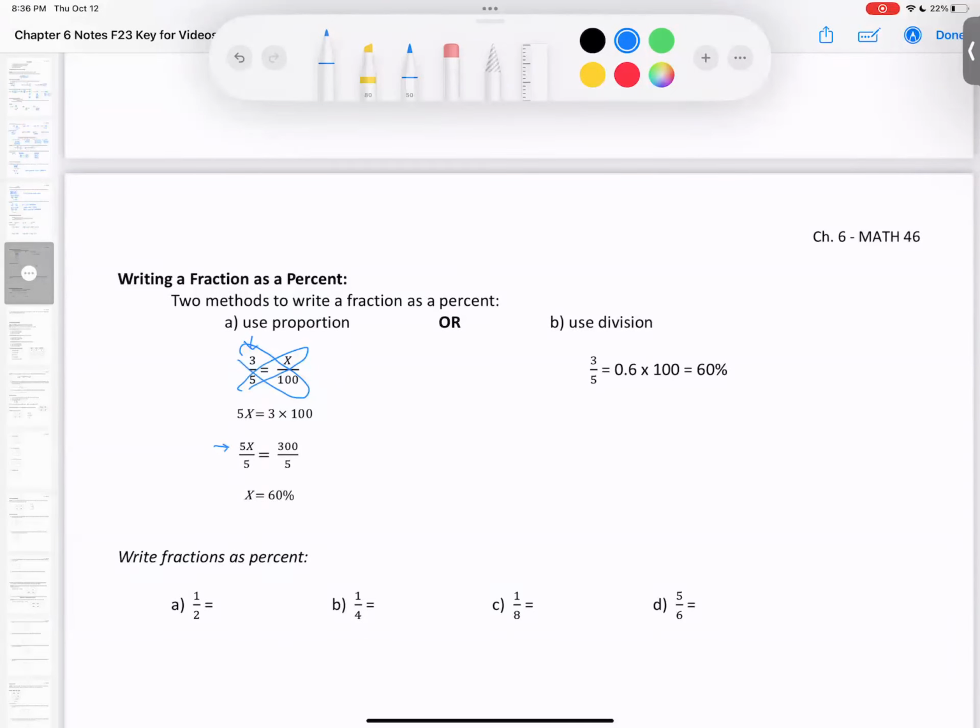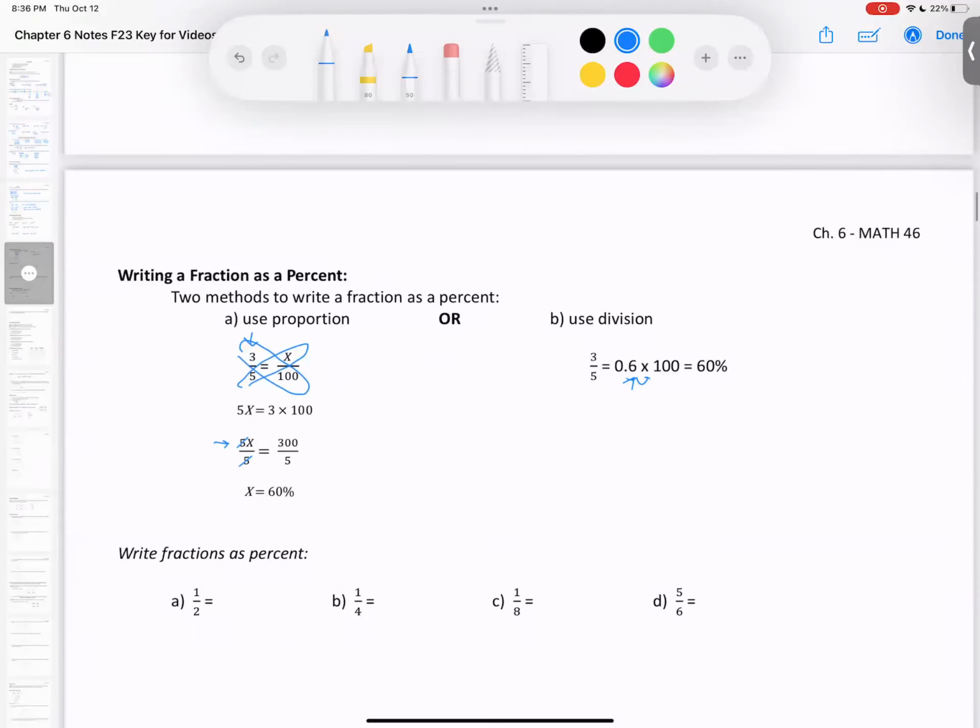And we're going to divide both sides by 5 because we know those 5s will cancel out, leaving us with x equals 60%. The other way you can do this is you can use division. So on your calculator, you could go 3 divided by 5, or using long division, I suppose. If you do 3 divided by 5, you're going to get 0.6. So now you've got a decimal answer, and you can do what we just did above. So we're going to move that over 2 to the right by multiplying by 100, and we get 60%.